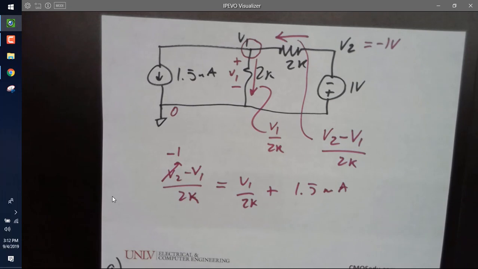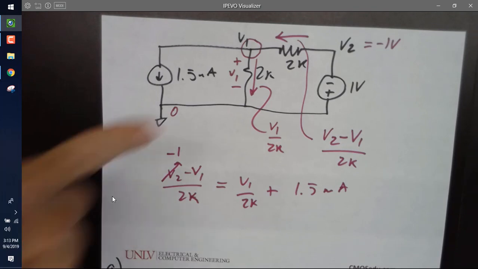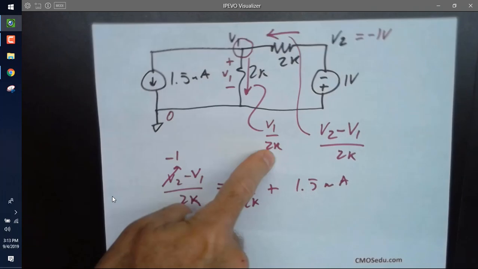Any questions before we move on? Which way the current's going in, so I set up the equation. Yeah, I could pick this around, and then it would be 0 minus V1 over 2K. It'd be the same exact answer.